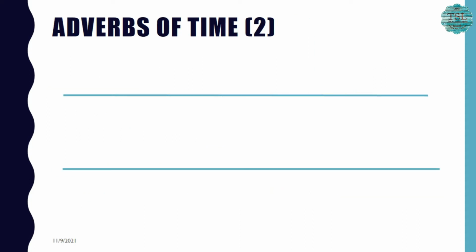So now let's learn adverbs of time number 2. So the first one, เช้านี้. The word เช้า means morning. นี้ means this. So เช้านี้ means this morning. The next one, บ่ายนี้.